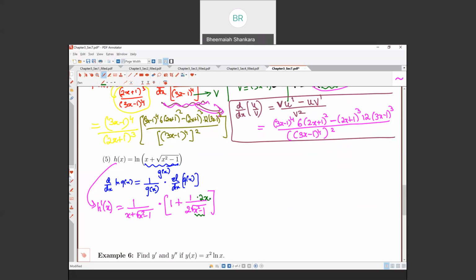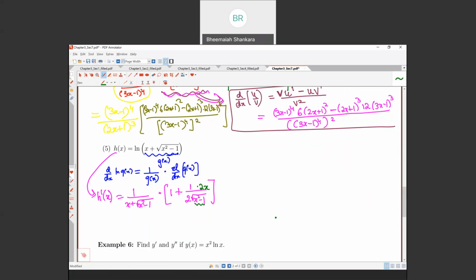So we did a chain rule after doing a power rule, where the derivative of a square root function is 1 over 2 times the square root function. Now let's simplify this. This is 1 over x plus square root of x squared minus 1. Let's make a common denominator, which is 2 times the square root of x squared minus 1. And then the numerator will be 2 times the square root of x squared minus 1 plus 2x. I'm making a common denominator for the fractions on the right-hand side.